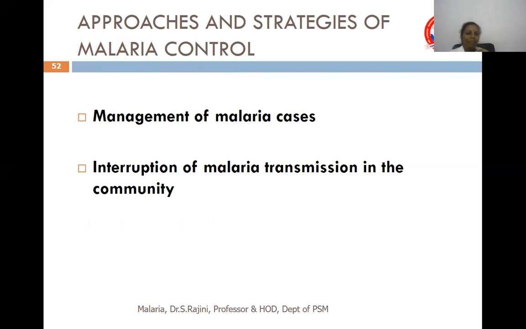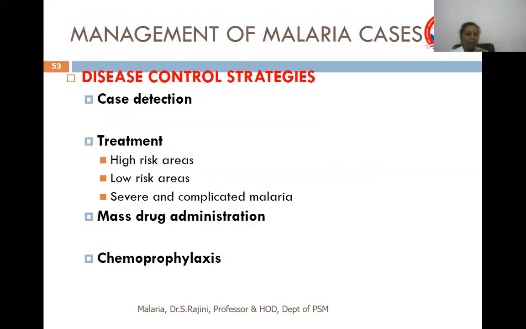So approaches and strategies of malaria control. Management of malarial cases. How we are going to manage the malarial cases and prevent malaria transmission in the community. How we are going to break the chain of transmission. So how we are going to manage the malaria cases here. Disease control strategies, and we can find case detection.